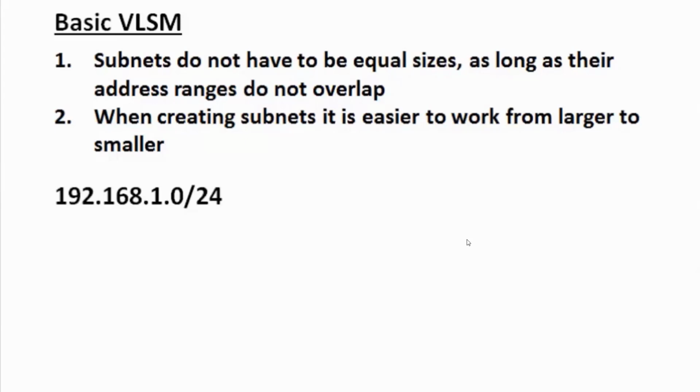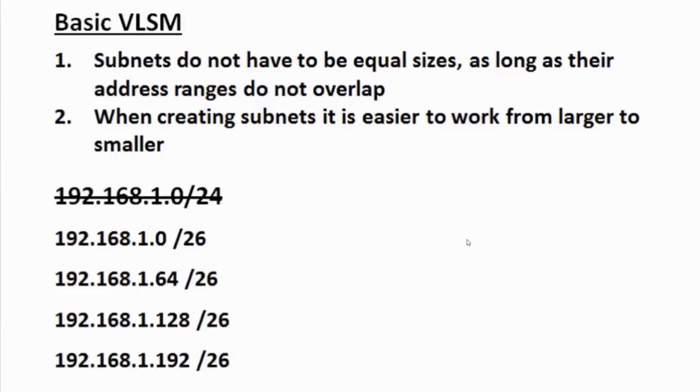2. When creating subnets, it is easier to work from larger to smaller subnets. So for example, I have the 192.168.1.0/24 network. I subnet the network into 4 subnets with /26 subnet masks, so the subnets go up by 64. I now have 4 equal-sized subnets.